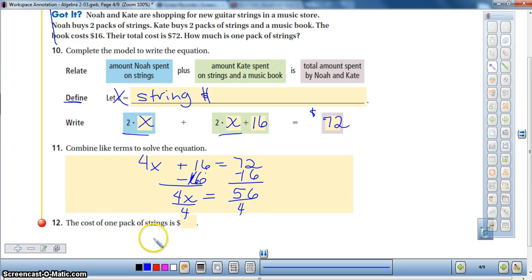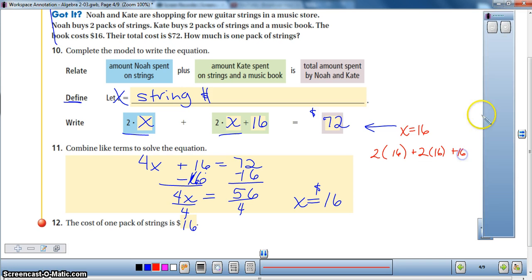So again, we're going to go back and find the cost of one set of strings. Our cost of the one set of strings, as you do the division, should be $16. Make sure you do the check. Where are you checking? Right here. Plug in the numbers and do the check for x. So x equals 16. Please make sure on your paper I would see 2 times the 16 plus 2 times 16 plus the 16 to get the 72.